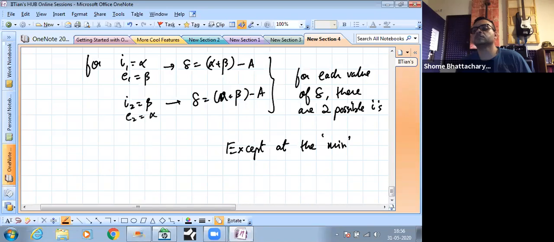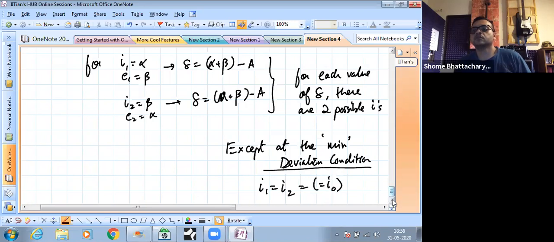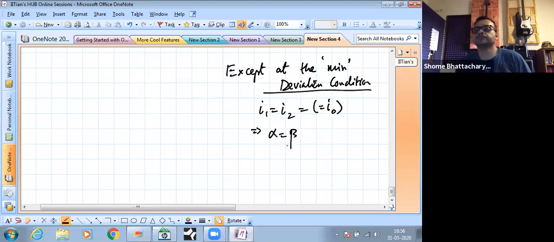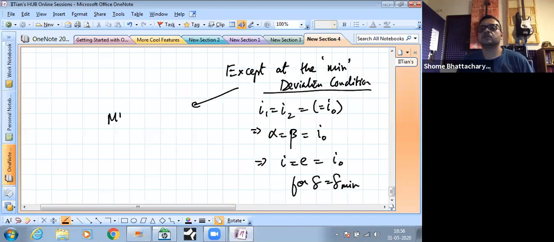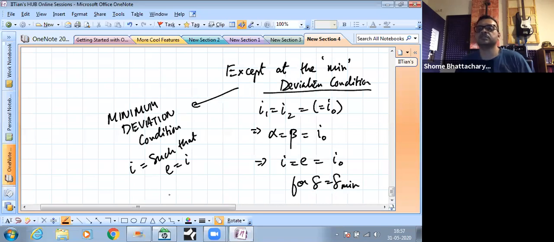At the minimum deviation condition, what happens is I1 is equal to I2, what we are calling I0. So that means alpha is equal to beta, which is equal to I0. So that means angle of incidence is equal to angle of emergence is equal to that value of I0 for delta equal to this. So this is what we call the minimum deviation condition. That when the angle of incidence is a value such that the angle of emergence becomes equal to the angle of incidence, then delta becomes delta minimum.